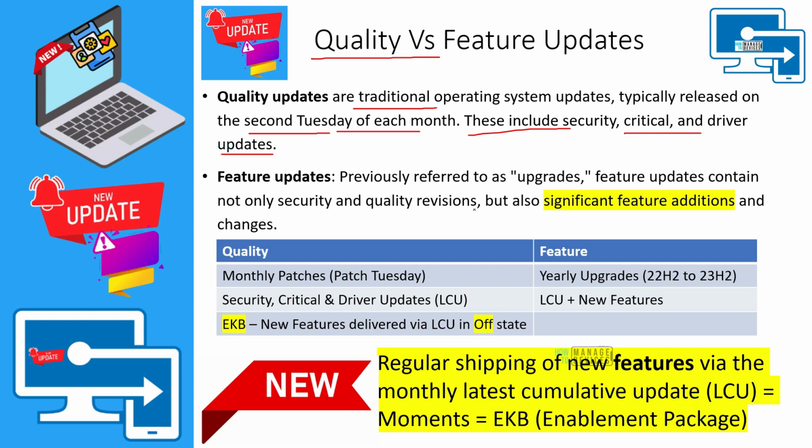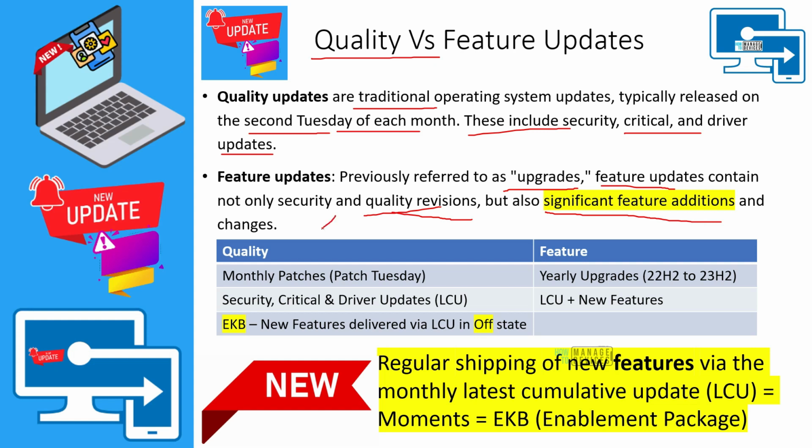Now, with the new changes, there are new features also included in the latest cumulative updates. We'll see that over here in this table. And feature updates. What are feature updates? These are basically operating system upgrades, previously known as operating system upgrades. But recently, Microsoft started calling them feature updates, and feature updates contain all the quality updates until that time, all the LCU revisions until the release of the feature update, and then they also include significant feature additions, so new features, new inbox applications, etc.